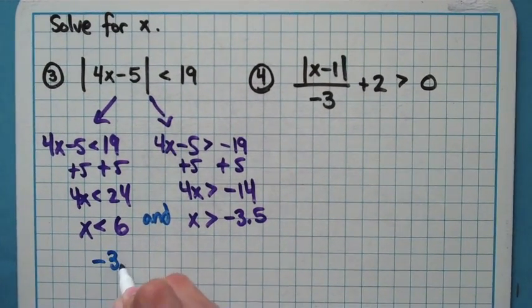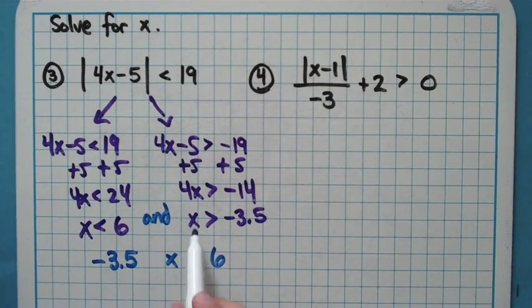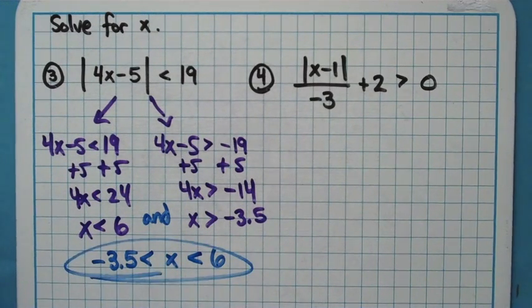I'm going to put my small number over here, x in the middle, 6, and I'm going to make sure the alligators eat what they're supposed to and see that it checks out and makes sense. So between these 2, the alligator has to eat x. Here, it has to eat 6. So we're good to go. That's our answer. Numbers between -3.5 and 6 will work.